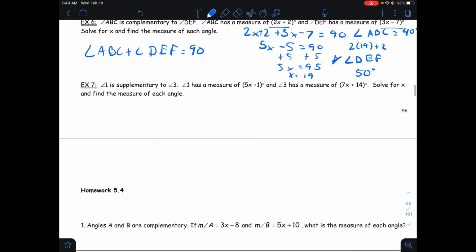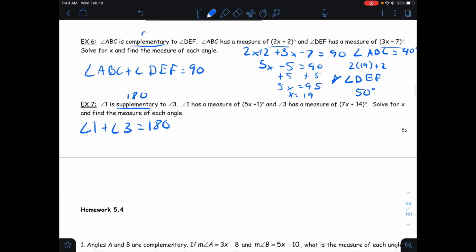All right, now for example 7, we've got that angle 1 is supplementary to angle 3. So that means that angle 1 plus angle 3 needs to equal 180. How do I know that? Supplementary means 180. Don't forget, complementary is 90, supplementary is 180. They tell us that angle 1 is 5x plus 1, angle 3 is 7x plus 14, and they want us to do the same thing, solve.